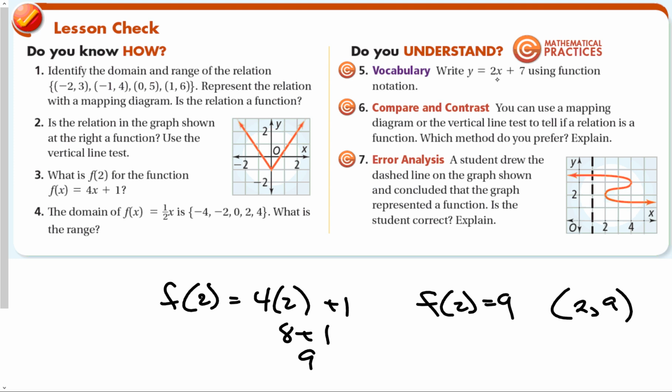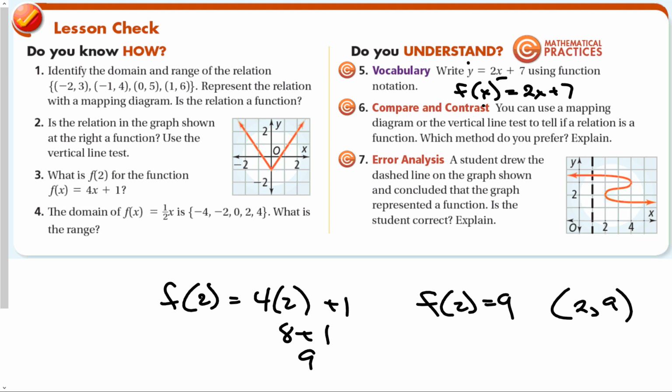Write this using function notation. This is a good question here. So f of x would be equal to 2x plus 7. I chose x in there and not y because x is my independent variable. X is what is inside the function.